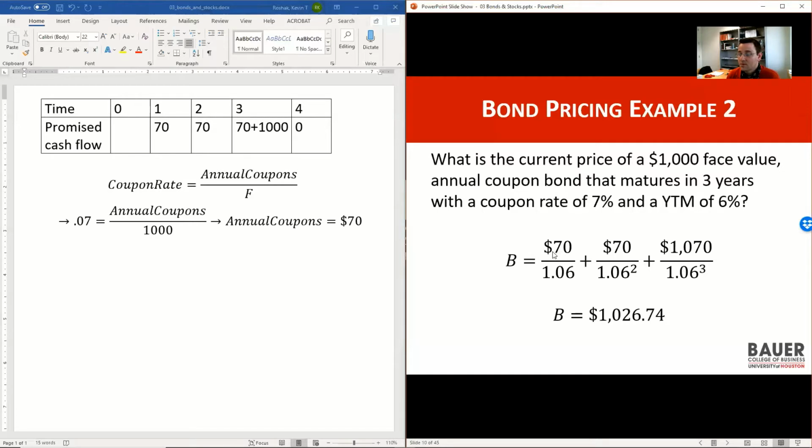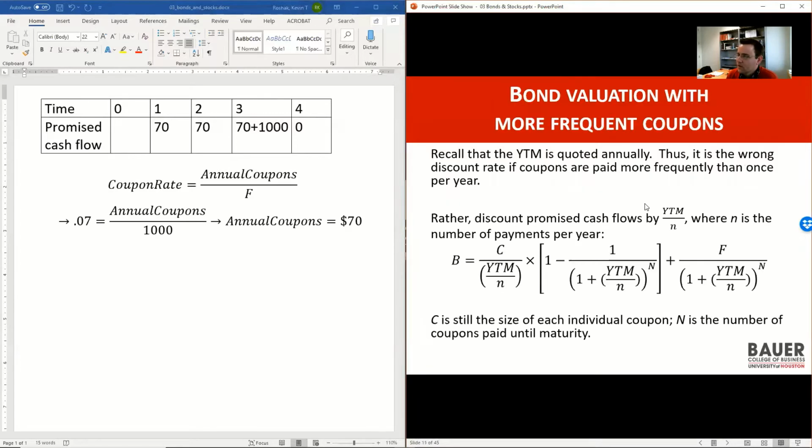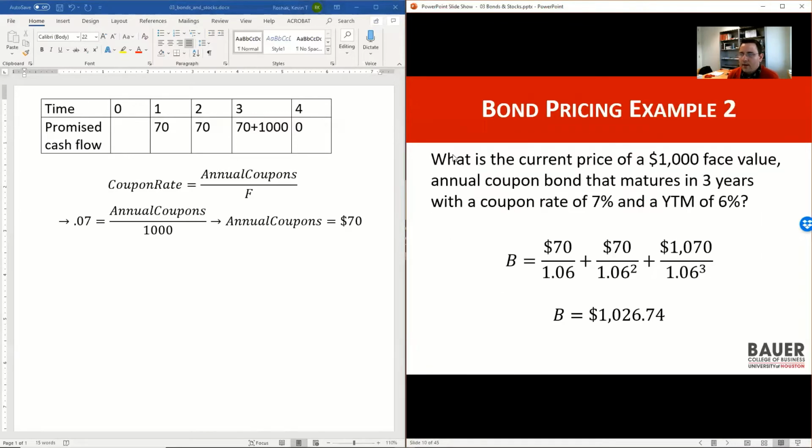Now you could use the annuity formula here, the bond pricing formula. You could summarize all of these coupons, 70, 70, 70, put that into an annuity and value that, and then separately value the $1,000. You could do that. We'll do that in another example. But if you only have 3 cash flows, it may just be easier just to plug them all in one by one.